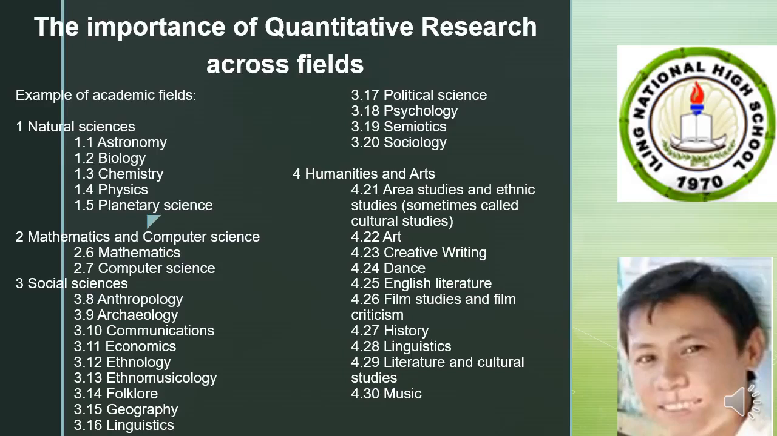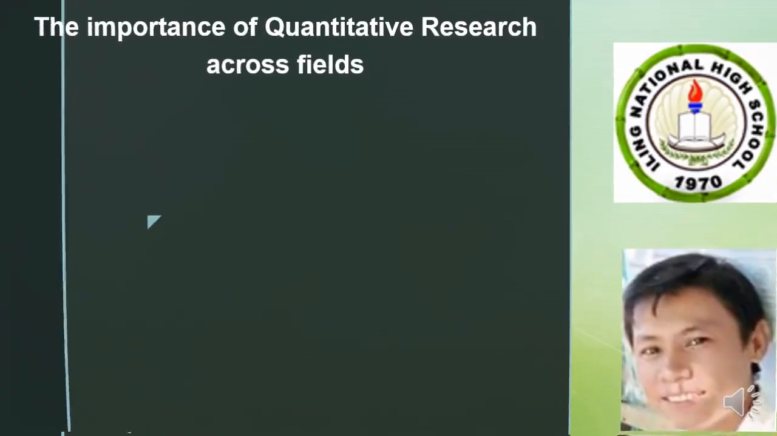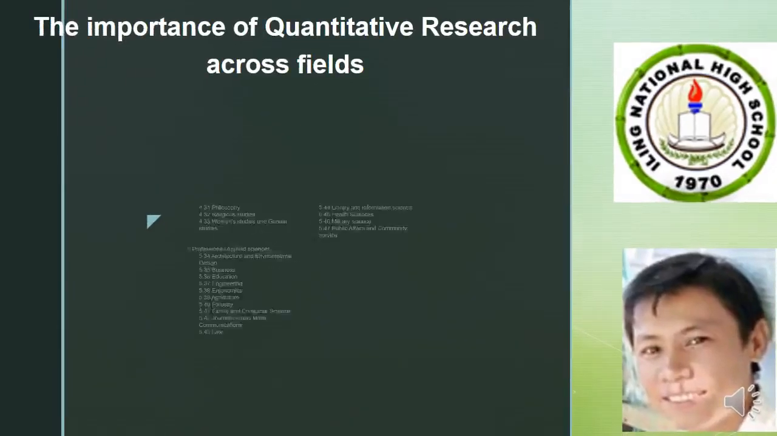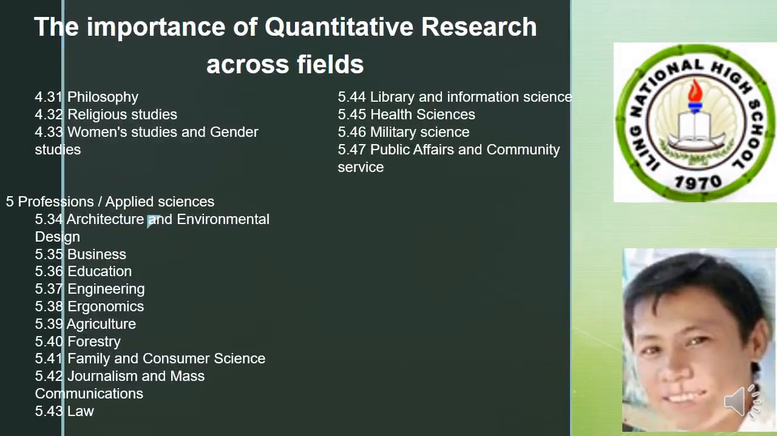Then number 4, we have the humanities and arts. So under ng humanities and arts, we have area studies and ethnic studies. So sometimes that is called cultural studies. Then the art, creative writing, dance, English literature, film studies and film criticism, history, linguistics, literature, cultural studies, music, philosophy, religious studies, women's studies and gender studies.